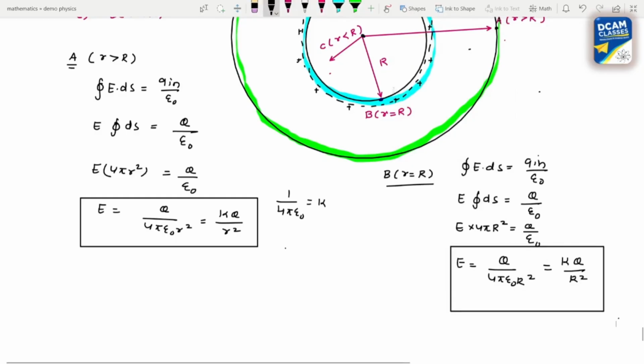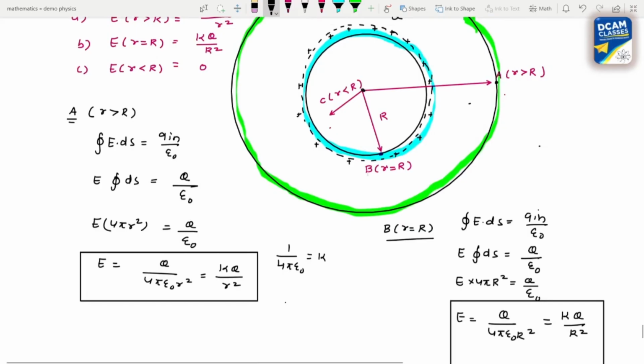Understood? Yes, sir. Now we take the third case. The third case is inside.